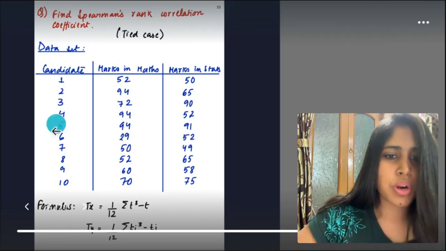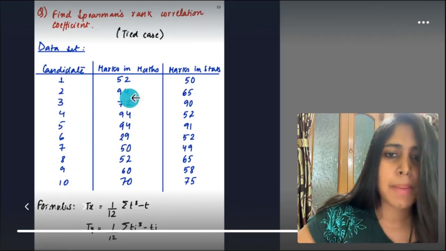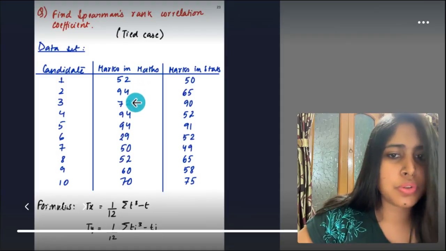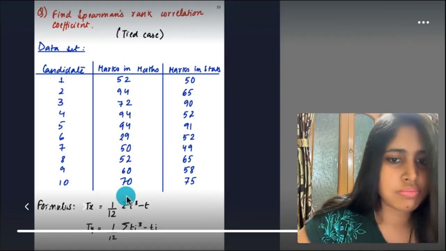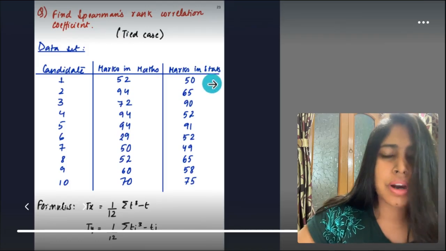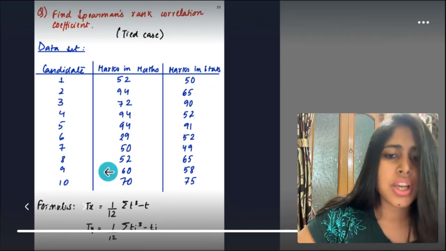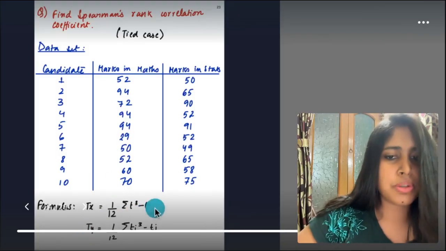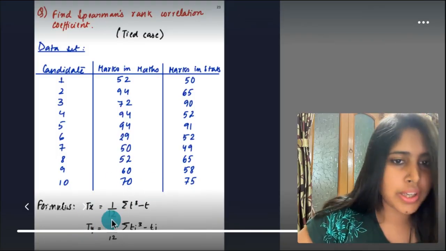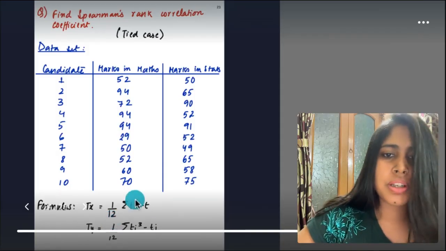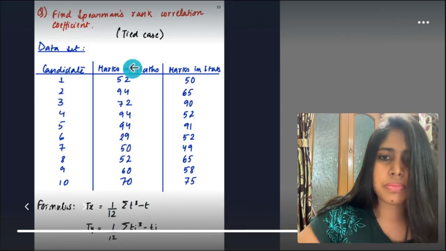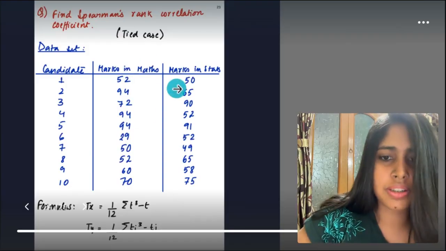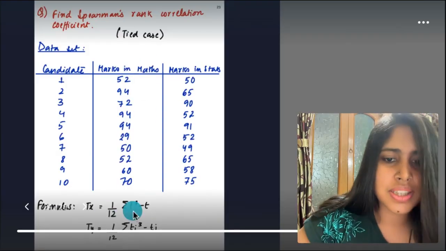The data set given is candidates 1 to 10. Marks in mathematics are 52, 94, 72, and like that till candidate 10. Then there are marks in statistics. We have all these values. What is the formula? The formula is Tx and Ty. Tx is 1 by 12 summation of t cube minus t, and Ty is the same. Because there are two categories, mathematics and statistics, I have named them Tx and Ty.